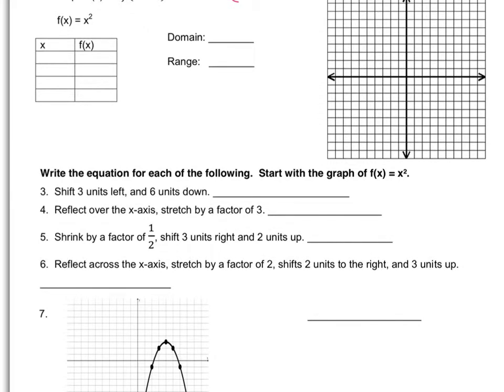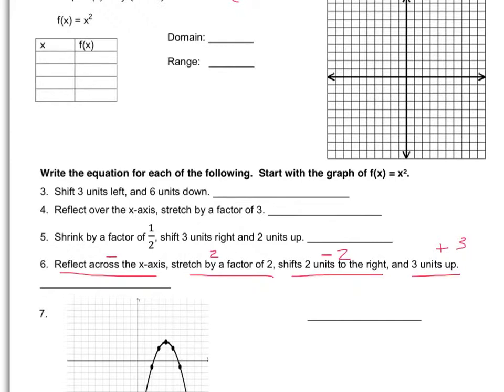Now I'm going to do number 6 with you. Reflect across the x-axis, it means there should be a negative. Stretch by a factor of 2. Remember, stretch means you have to multiply, and multiply by 2. Shift 2 units to the right. Since you're going right or left, it means this is a change done to the x. It's opposite to what you see. So shift 2 units to the right is going to be a minus 2. 3 units up, so this is going to be a plus 3.